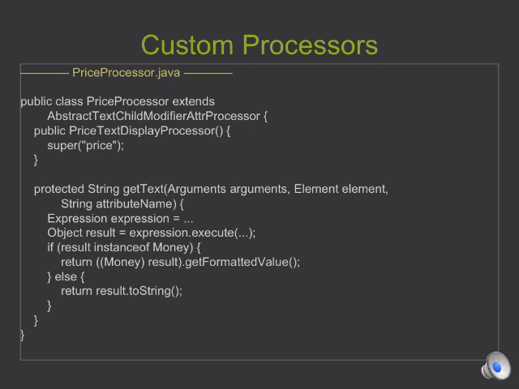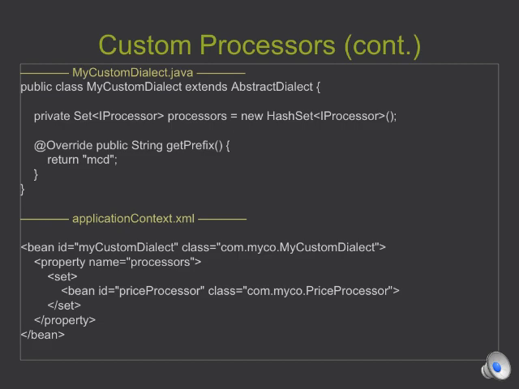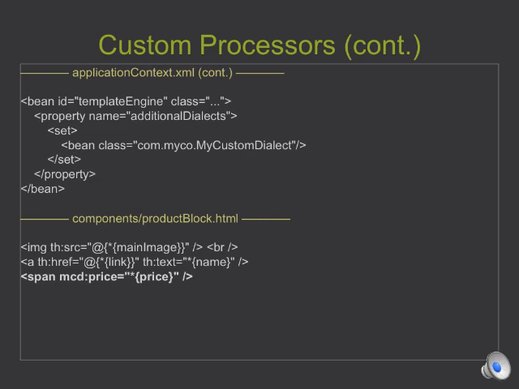Once we have our processor, which is equivalent to, say, the each part of th:each, we need the dialect, and that's the th part. So we can create our custom dialect, and we're saying that this one's going to be named MCD. The rest here is just defining our dialect in the application context. We're putting our processor in there. And then in our template engine, which is that Spring template engine, we're just registering our dialect.